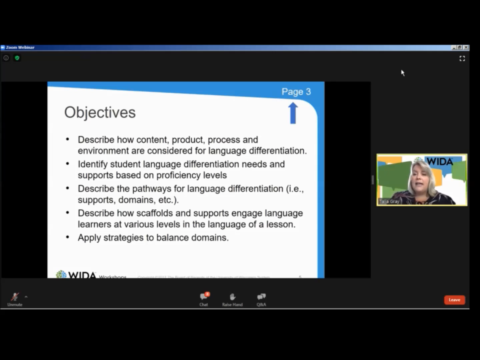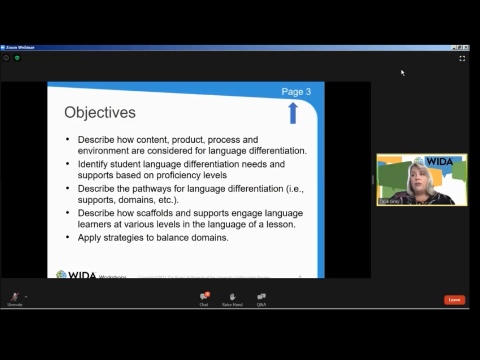Okay, so that being said, here are our objectives today. And on some slides, you'll notice a page number in the right-hand corner at the top, and that correlates to the page in your participant guide. So these are listed for you on page 3 of your participant guide.